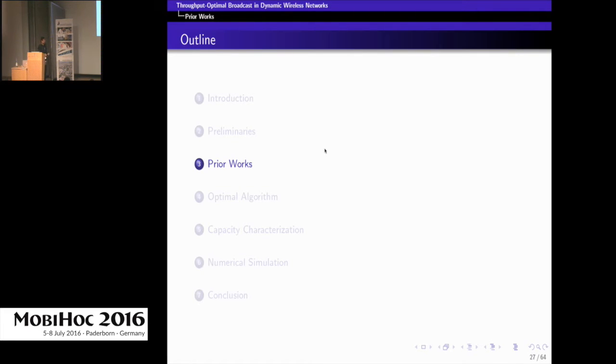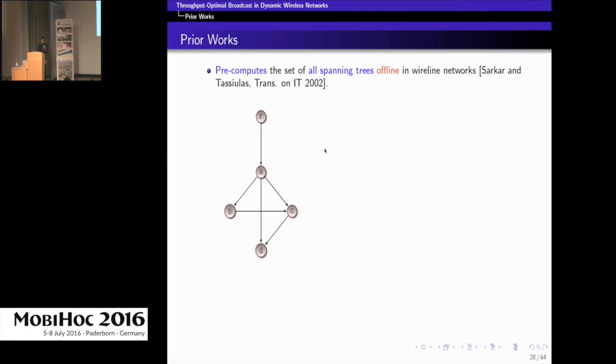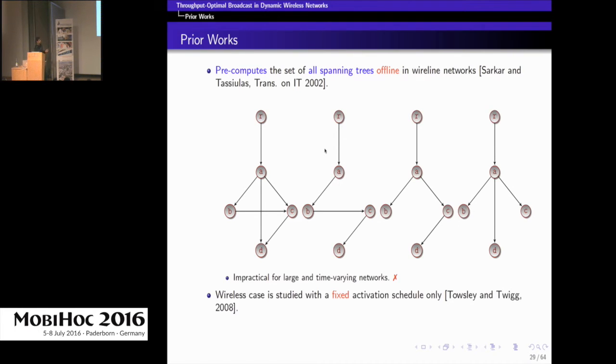So what prior work has been done on this setting, in wired and wireless? There is a work by Sarkar and Tassiulas in Transactions on Information Theory in 2002 that pre-computes a set of spanning trees offline in wireline networks, and they have a back-pressure type of algorithm that routes packets over the set of spanning trees that they are maintaining. For example, suppose these are the trees, which are input to the algorithm, and they have an optimal algorithm that can distribute the packets over these 3 trees only. Why is it not good? Because to achieve the capacity, potentially I have to list exponentially many spanning trees, so the set is large and time varying. When the network is time varying, it is definitely not feasible to do that.